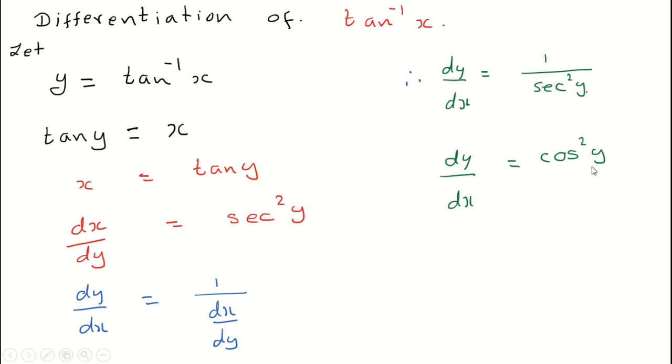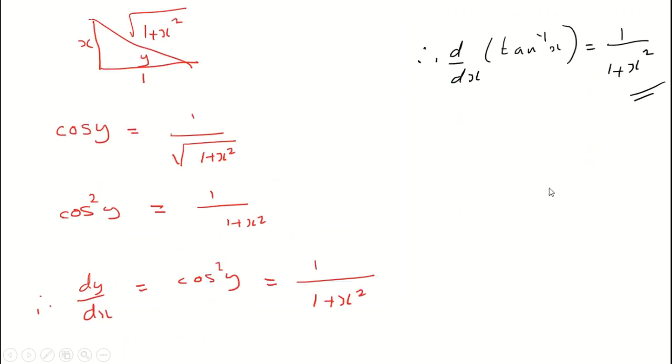Now we can find the relationship between y and x like this. Tan y means opposite over adjacent. Opposite is x, adjacent is 1. That is, tan y equals x over 1. So the hypotenuse you can find as the square root of x squared plus 1 squared. Then cos y is equal to adjacent over hypotenuse. Cos y is equal to 1 over square root of 1 plus x squared. Then cos squared y is equal to, you get rid of this square root, 1 over 1 plus x squared.